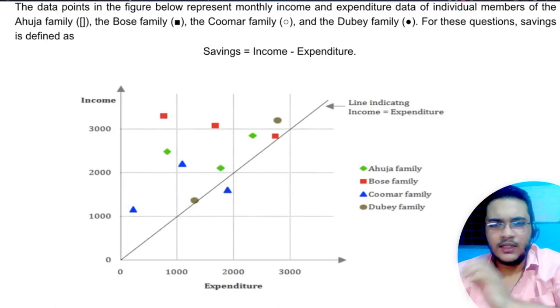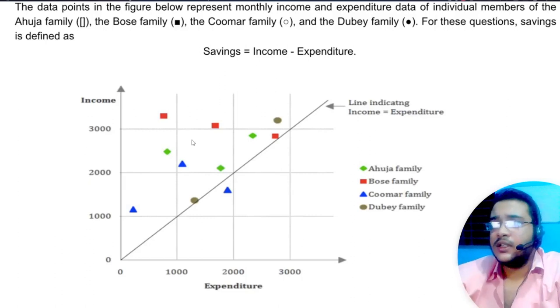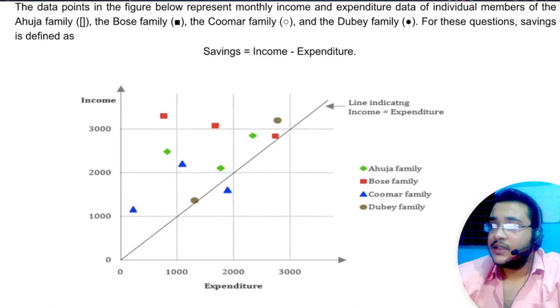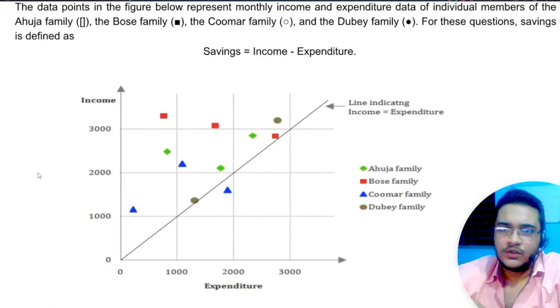So let us read the set. It talks about the data points in the figure below, which represent the monthly income and expenditure data of individual members of the Ahuja family, Bose family, Kumar family and Dubey family. For these questions, saving is defined as income minus expenditure. Now we have understood saving in those terms only.